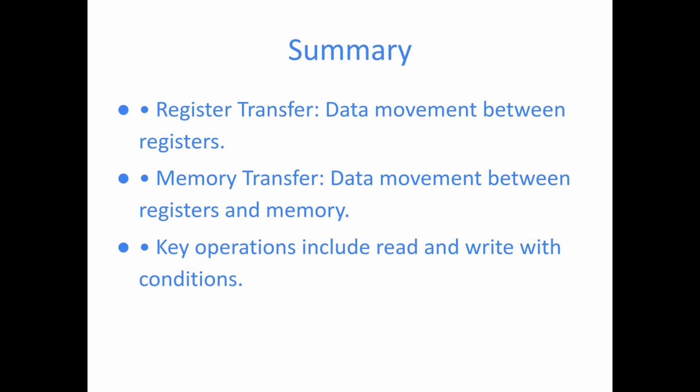To summarize, register transfer involves moving data between registers, optionally controlled by conditions, and memory transfer deals with moving data between registers and memory through read and write operations. Understanding these operations is essential for anyone studying digital computer systems or computer architecture.